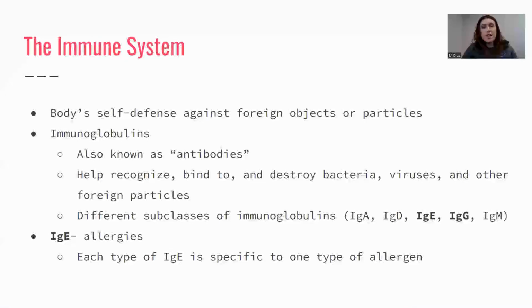Like I said, IgE, those are specific to allergies. Each type of IgE is specific to one type of allergen. So another way of saying that is if someone has an allergy to something, like cat or dog dandruff, they would have multiple IgEs for that allergen.